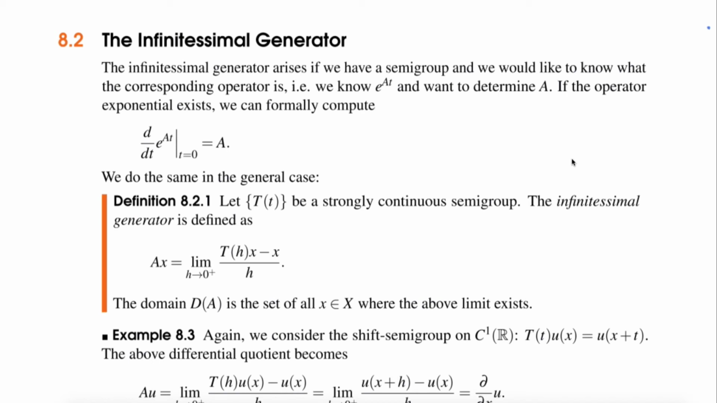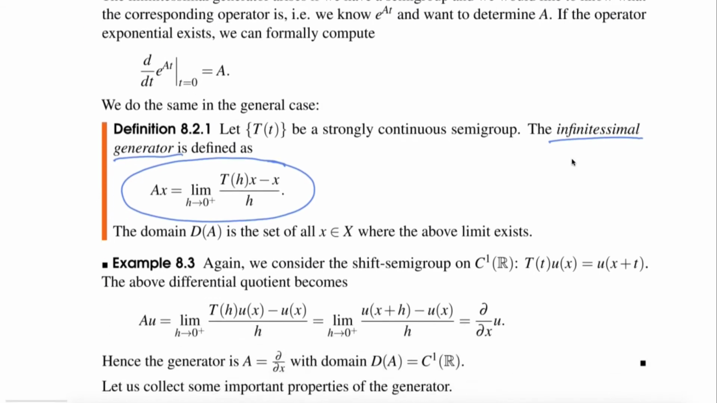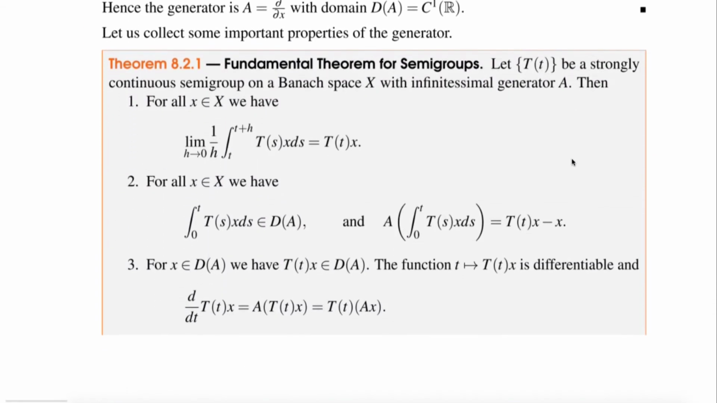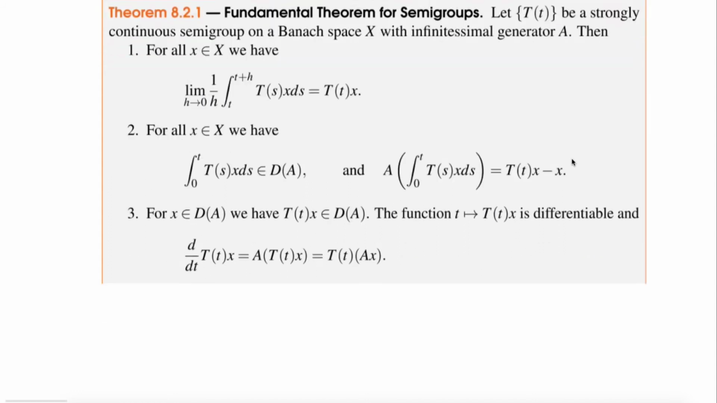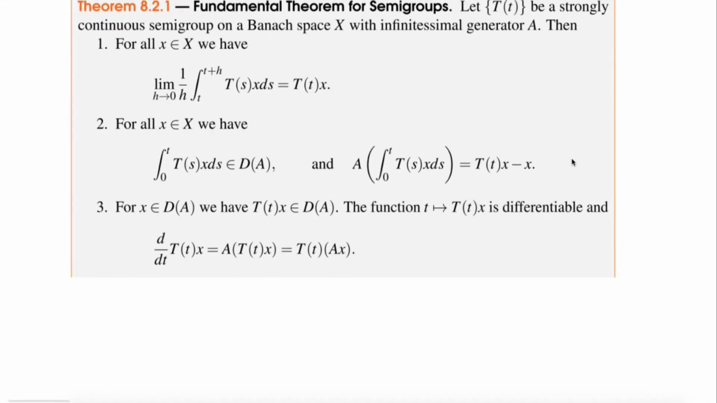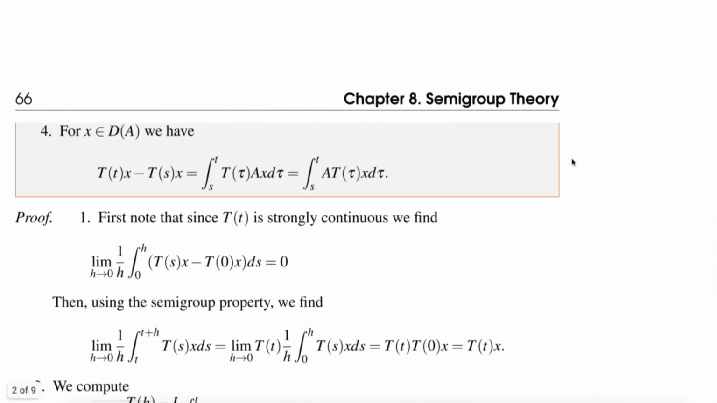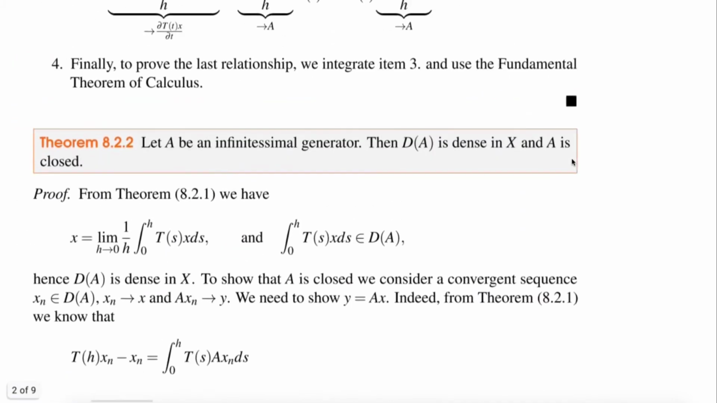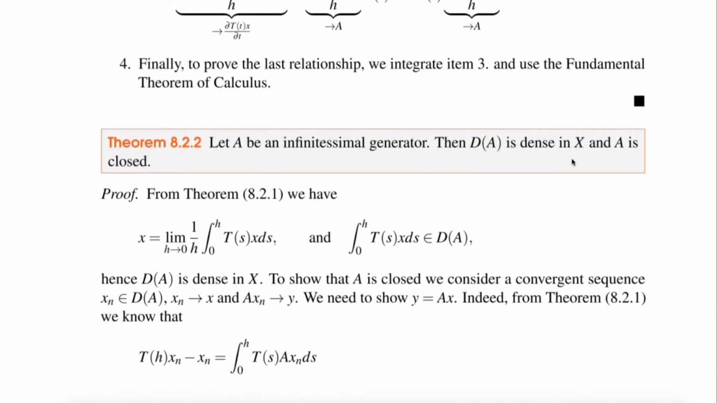In the last lecture, we learned about the infinitesimal generator, which arises as a differential quotient of the semigroup. So if you have the semigroup, you can compute the corresponding A. And for the infinitesimal generator, we proved a fundamental theorem which relates the semigroup and the infinitesimal generator. Then we had another result: the generator is a closed operator and it has a dense domain.